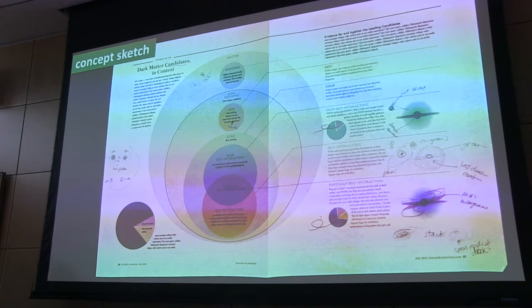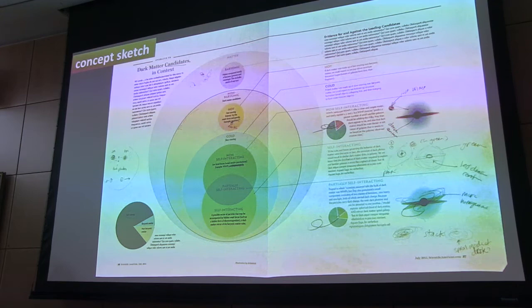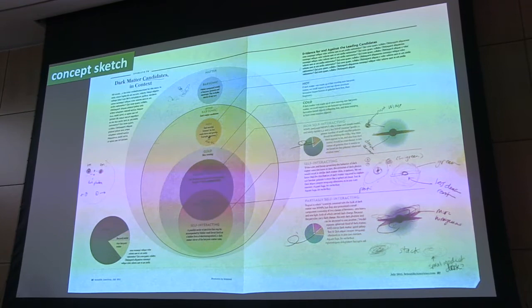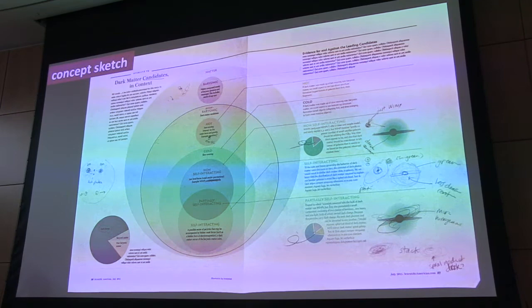Then I took those notes and started to build things into a magazine layout. The main circle here holds the different dark matter candidates and their relationships to one another. Then on the right, we dive further into information related to the crux of the article. That piece is directly related to the author's reference material.